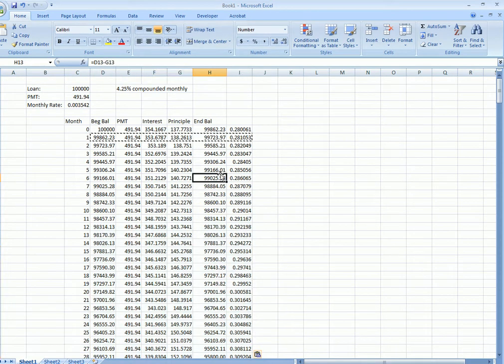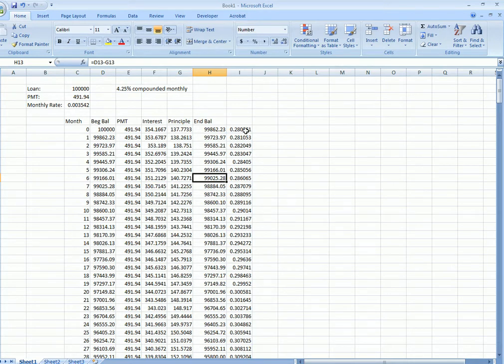Well, now I can kind of go down and get a visual of this. Okay, so notice that my ending balance is progressively going down. My principal amount is progressively going up, because I'm paying more and more towards that principal every month.